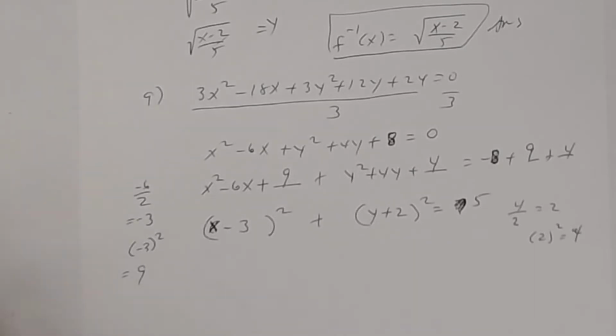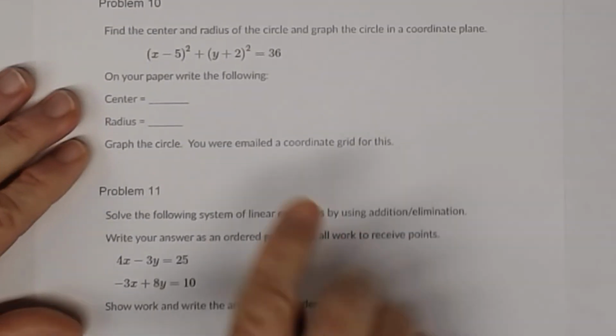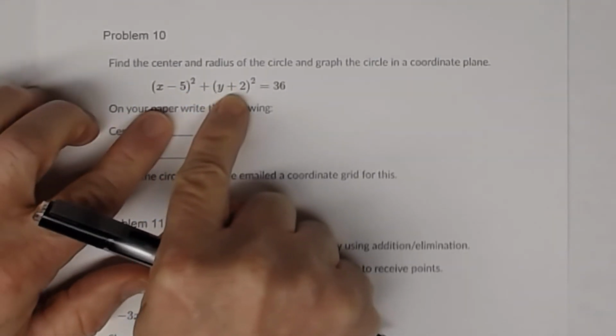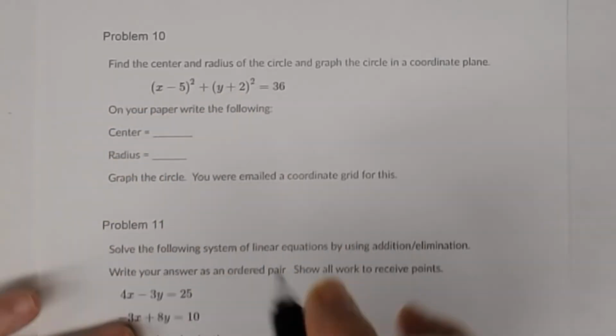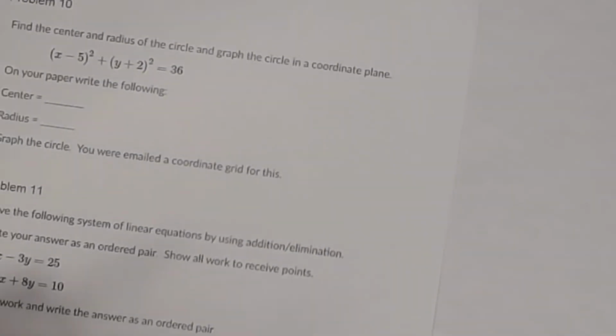All right, now let's look at number 10. In number 10, you have the equation of a circle already in standard form. Okay, so let's go ahead and write that out. So here's number 10.